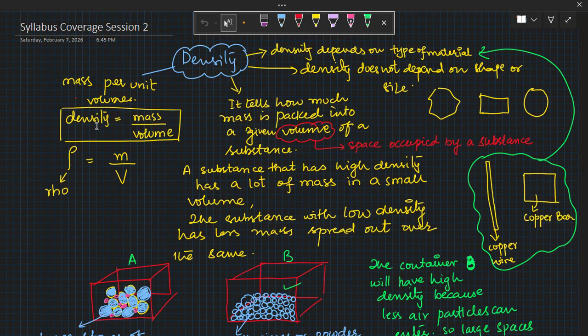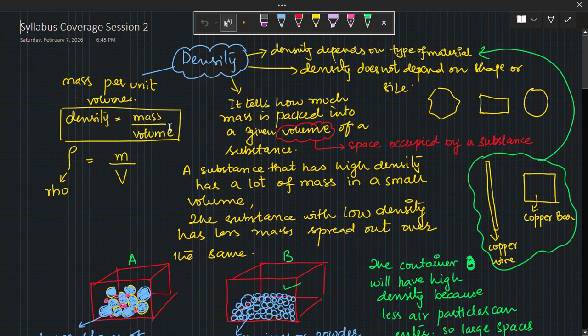Even if different shapes of the objects are placed, the density of all the objects will remain the same. Why? Because they are all made of the same material. If the material changes, then the density would be different. We also spoke about how density does not depend on shape or size. So this is how we come to the conclusion that density is mass per unit volume.